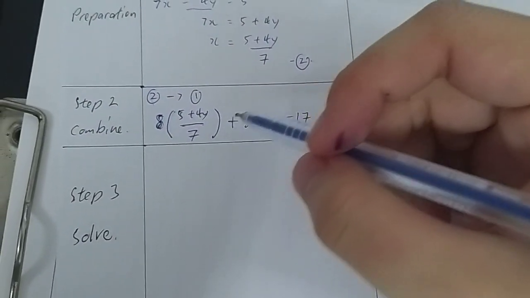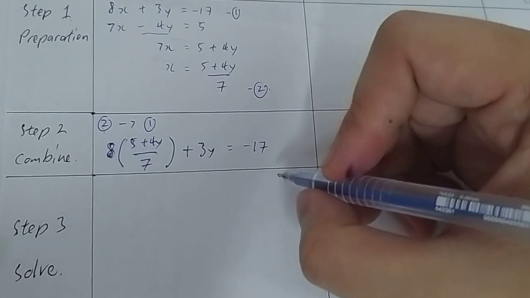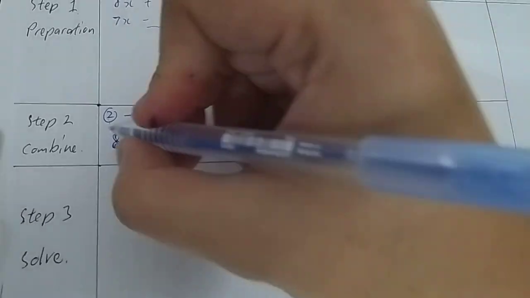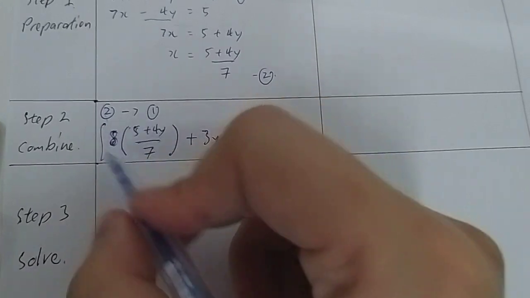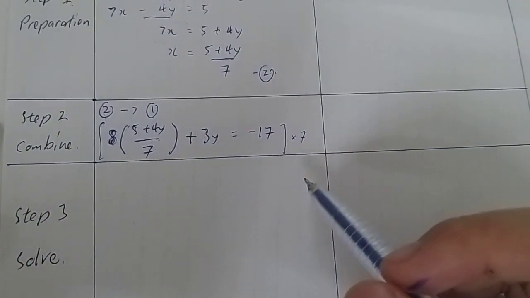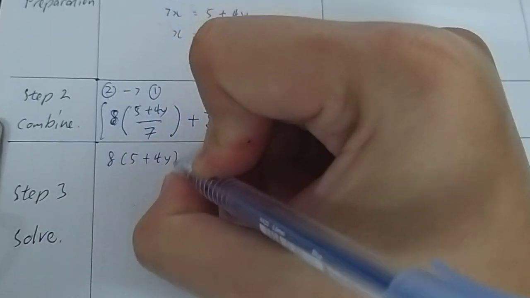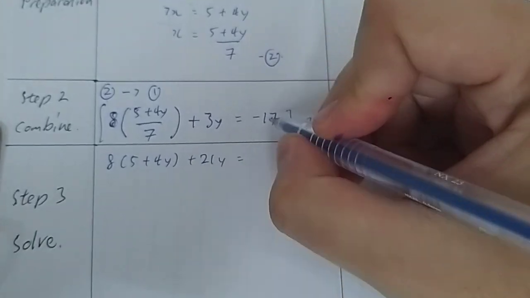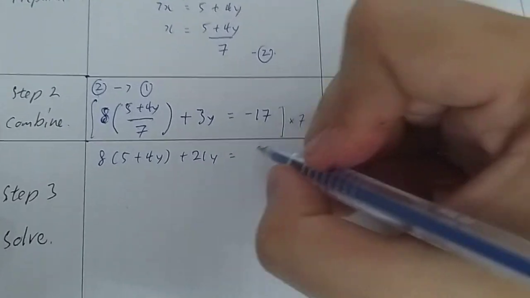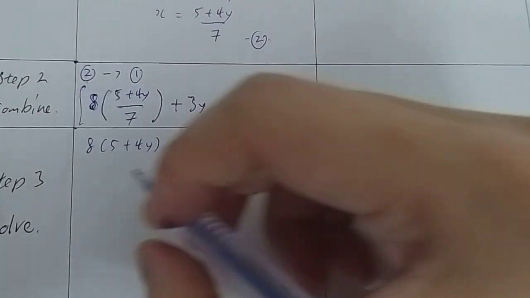Next, we need to solve this. How do we solve it? Firstly, we want to get rid of the 7, so the whole thing we multiply by 7. Since this part is one item altogether, I times 7 already. What remains is 8 times (5 plus 4y), plus 3y times 7, which gives 21y, and then negative 17 times 7, which gives negative 119.